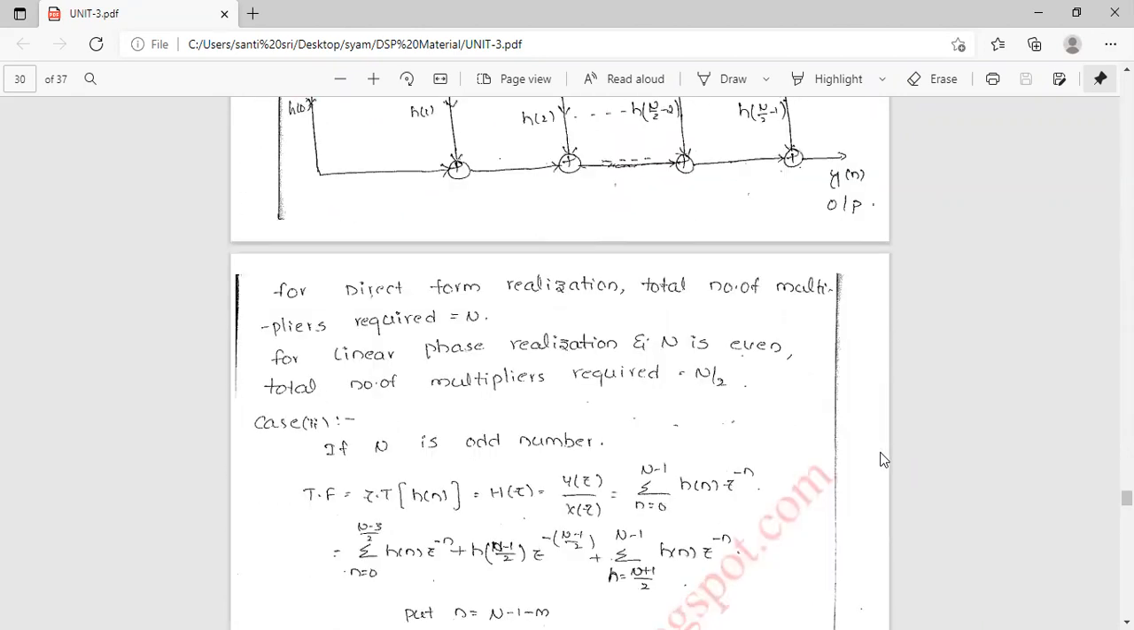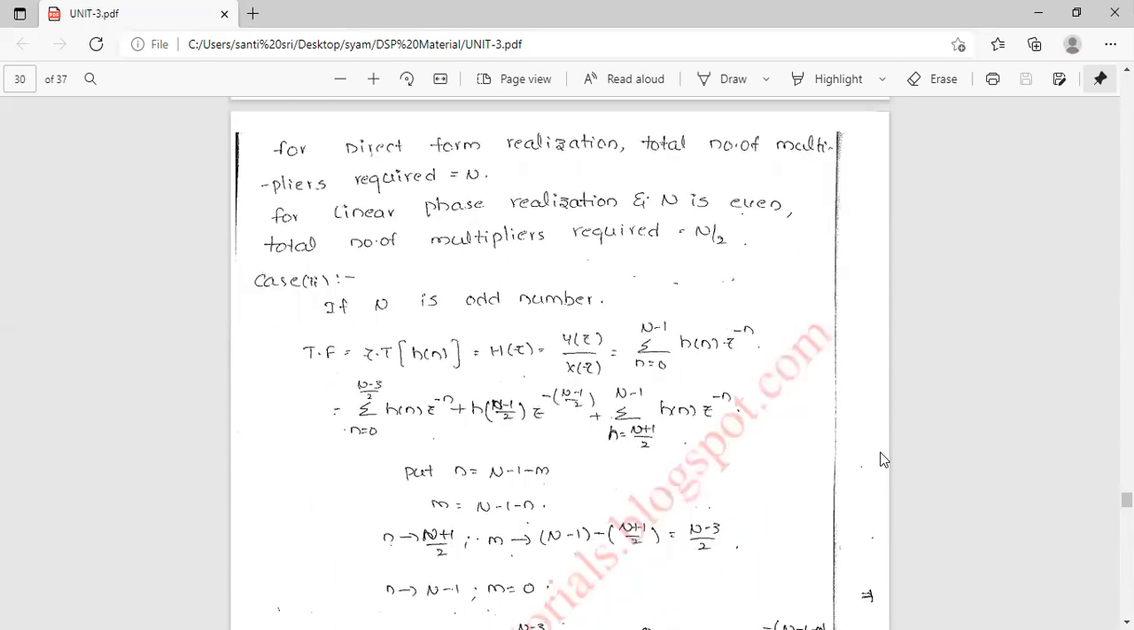Okay. For direct form realization, total number of multipliers required is N number of multipliers. For linear phase realization, N is even. Total number of multipliers required is N by 2. Okay. Right. Next, coming to case 2, if N is odd number. Before one is N is even number.